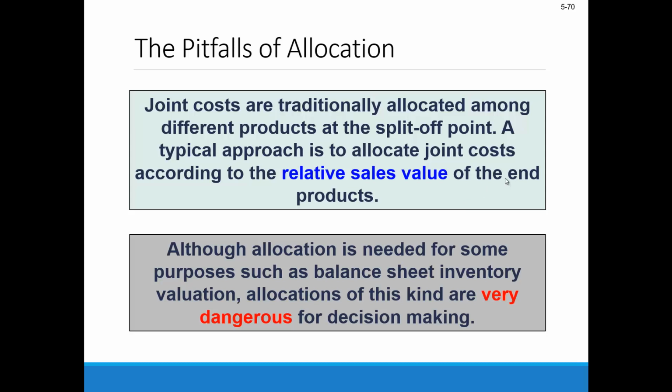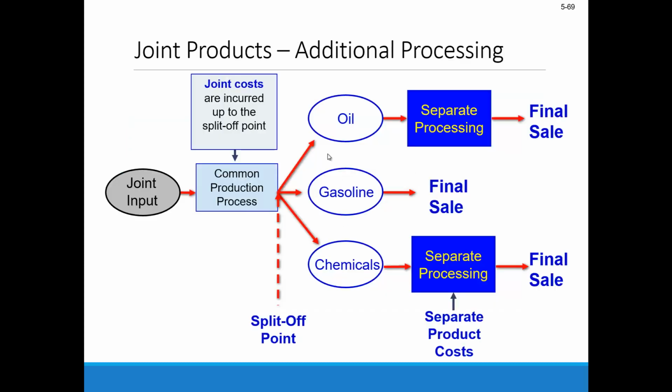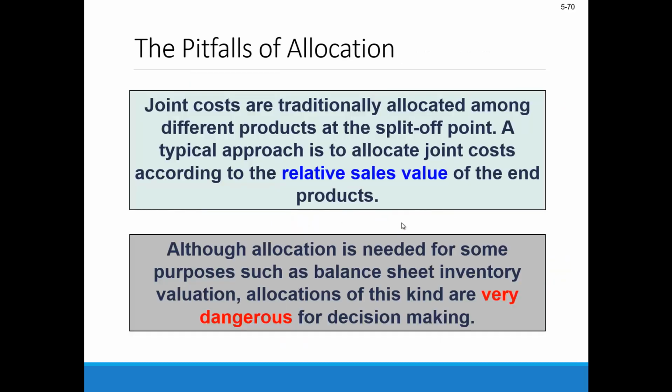Joint costs are traditionally allocated among the different products at split-off, and a lot of times that's done on the basis of relative sales value of the end products. So in our oil example, we're saying all these joint costs might be dumped on these particular products based on the relative value of oil, gas, and the household chemicals.